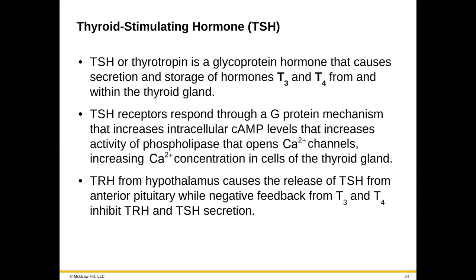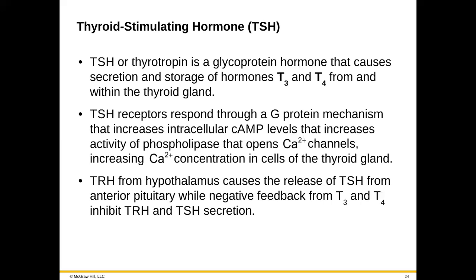So thyroid stimulating hormone, also known as TSH. TSH or thyrotropin is a glycoprotein hormone that's going to cause secretion and storage of hormones that we refer to as T3 and T4 within the thyroid gland. So TSH receptors are going to respond through a G protein mechanism that's going to increase cellular cAMP levels, and that's going to increase the activity of phospholipase. That's going to open these calcium channels, increasing the calcium concentration in the cells of the thyroid gland.